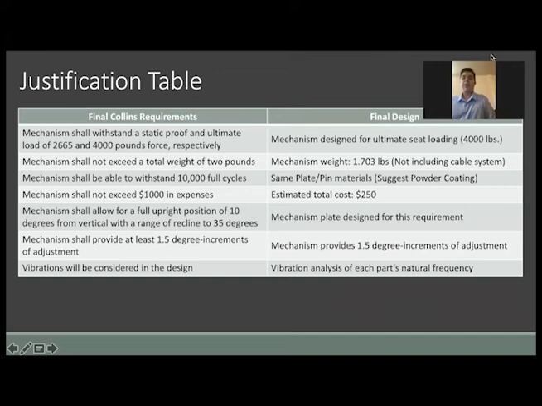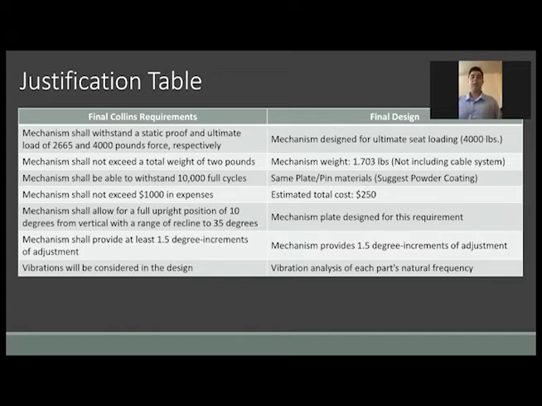Here's the justification table based on the initial work specifications that we were given by Collins and came up with ourselves, compared to what we met in the actual final design. So for the first one, the mechanism being able to withstand the static proof and ultimate loads of 2,600 and 4,000 pounds force, we did a static analysis both by hand and in SolidWorks to determine that it would actually pass that test in theory. And then also we got a mechanism weight of 1.7 pounds, which is 0.3 less than our goal.